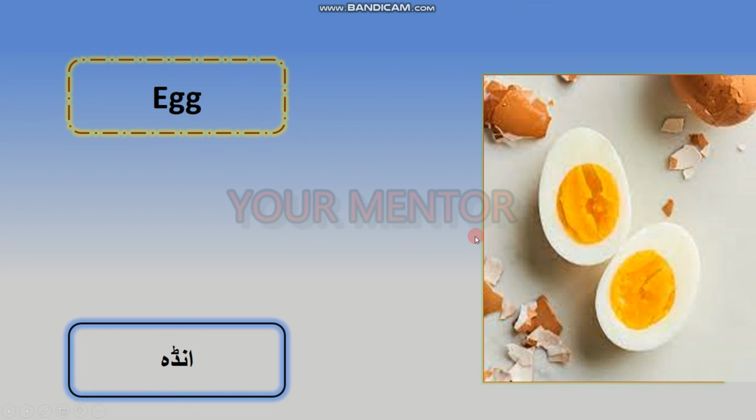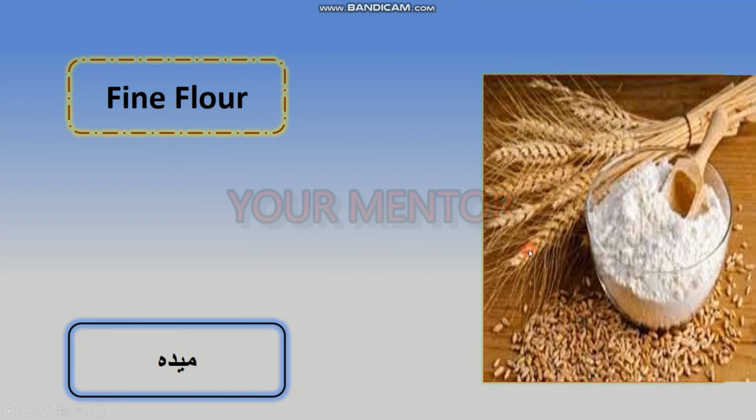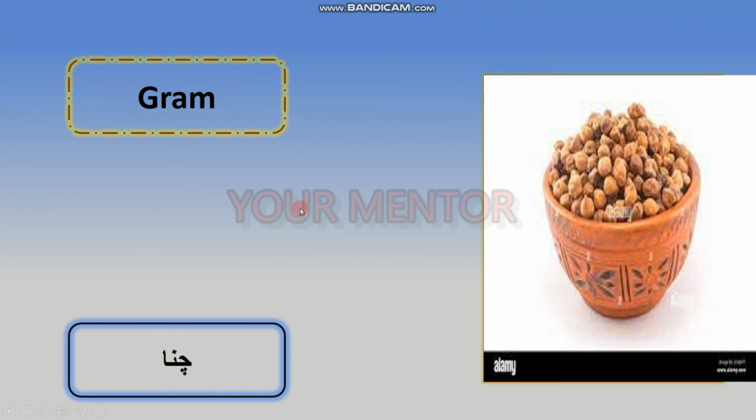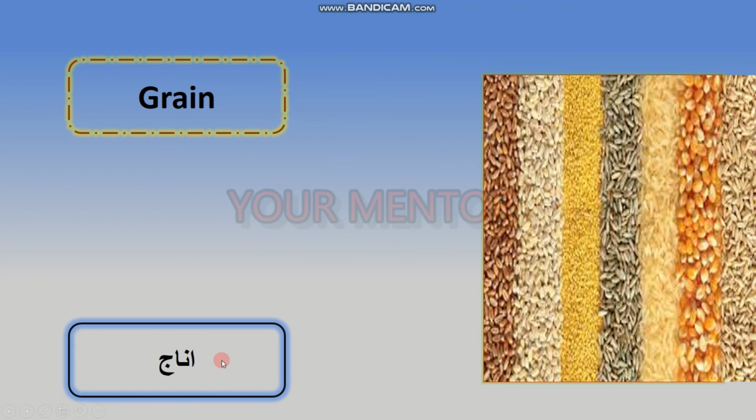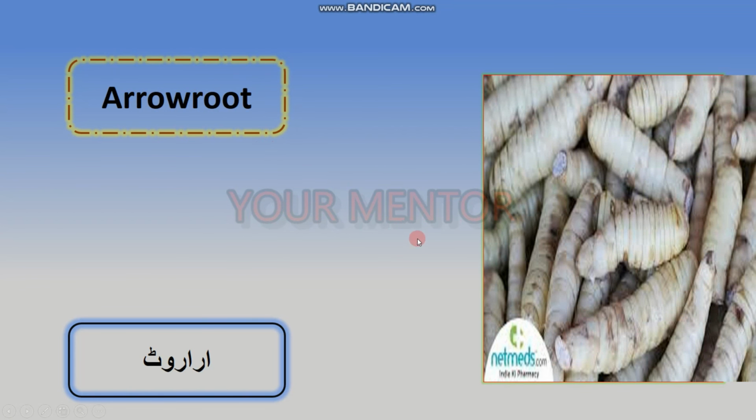Egg means anda. Fine flour means maida. This is the picture of fine flour. Gram means chana. This is the picture of gram. Grain, anaj, or grains, anaj. These are some grains. Arrowroot means arrowroot. In Urdu we call it arrowroot, and these are some arrowroots.